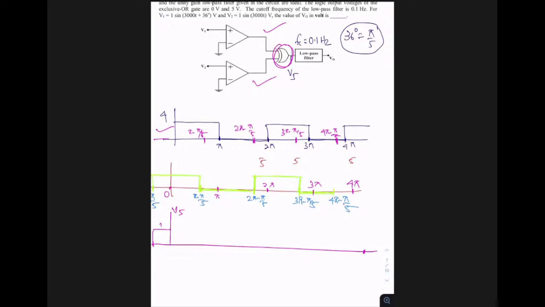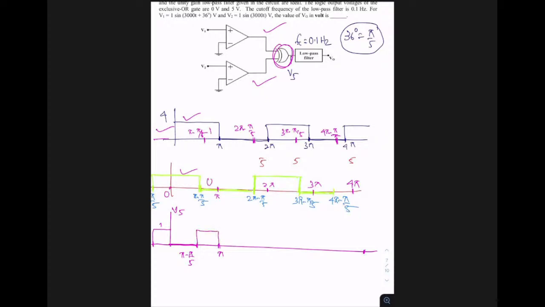Then between 0 to pi minus pi by 5, this is the point which is pi minus pi by 5. Here this is 1 and this is also 1, and 1 XOR 1 is basically 0, so we'll get 0 here. Then between pi minus pi by 5 till pi, this is 1 and this is 0, so 1 XOR 0 is basically 1.